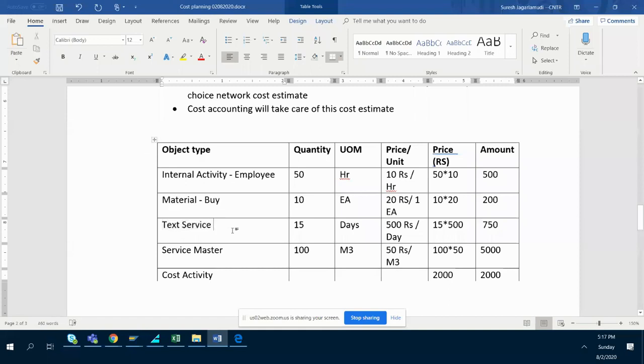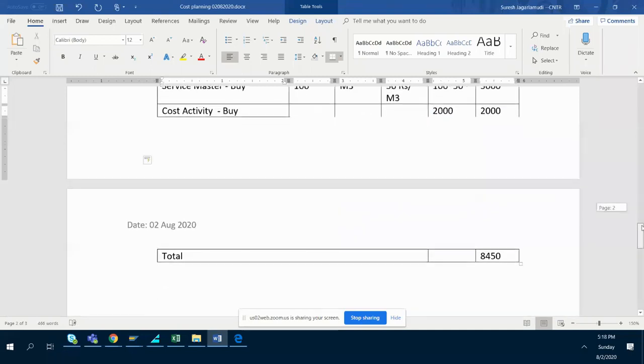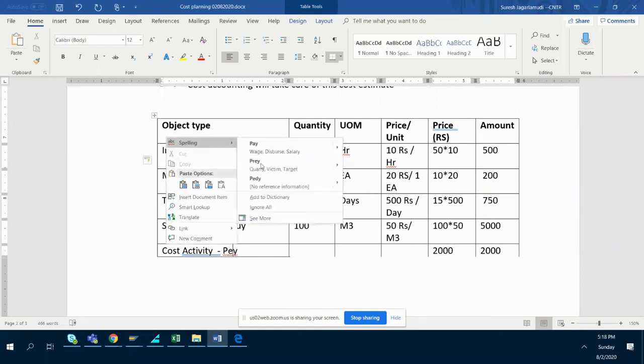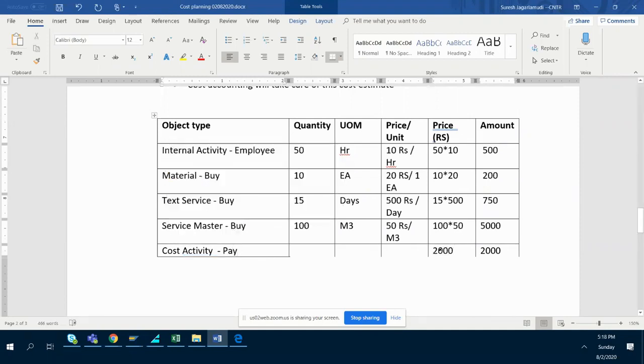External, you buy, isn't it? You don't have anything here, so you buy. Service master, you buy, from externally you buy. Cost activity, you buy. So all others, you are going to buy from others. Rather than saying buy, pay, because you are going to pay the amount, isn't it? You are going to pay, okay? But in these three cases you are going to buy.